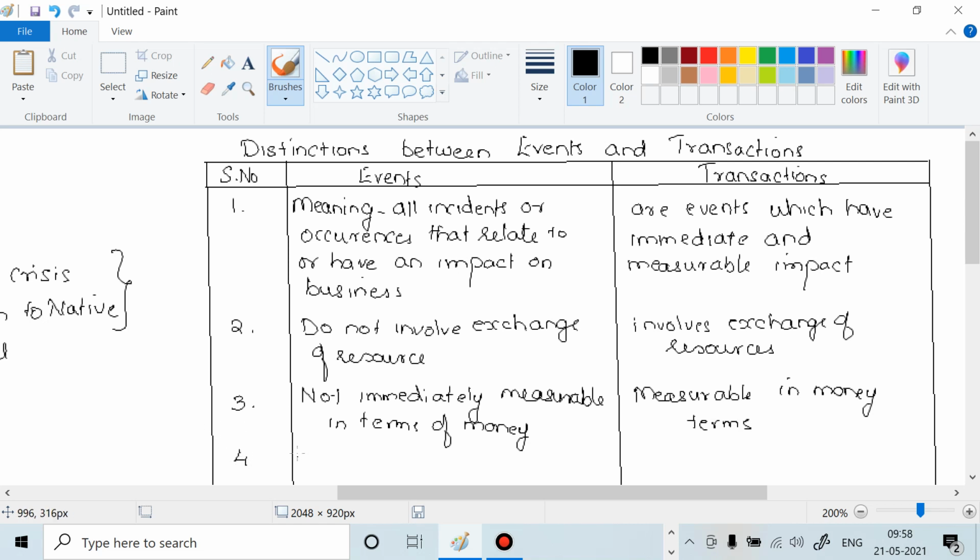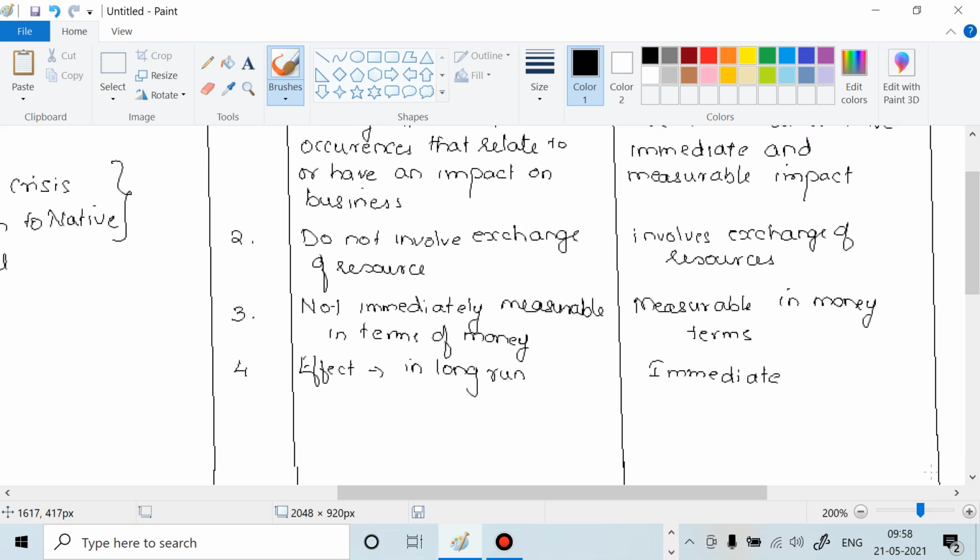The effect of events is normally seen only in the long run. You find the impact later. But for transactions, it is immediate. You find the immediate effect. As soon as you purchase goods, a liability is created to pay. You have to pay immediately or pay at a later date.